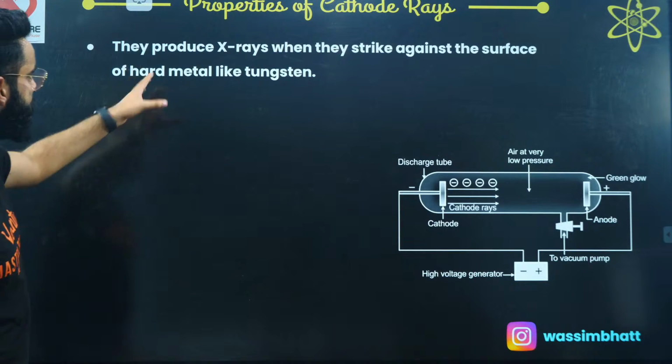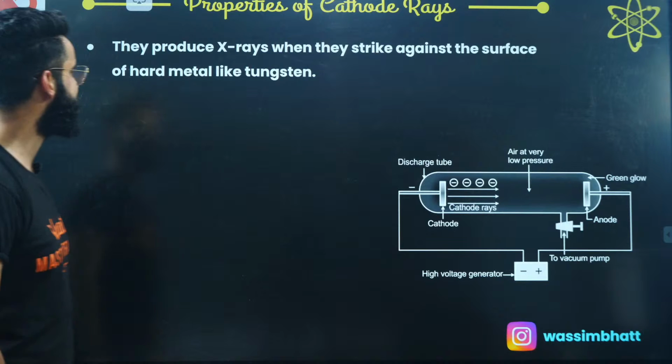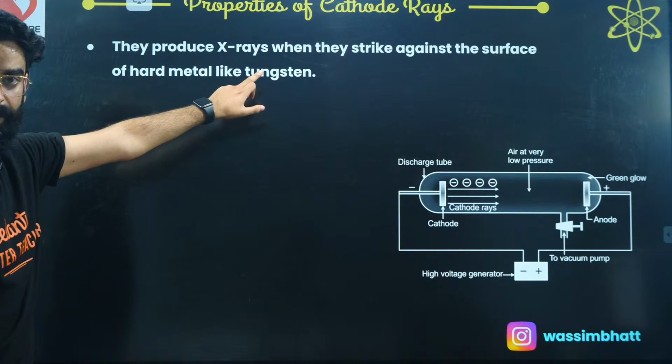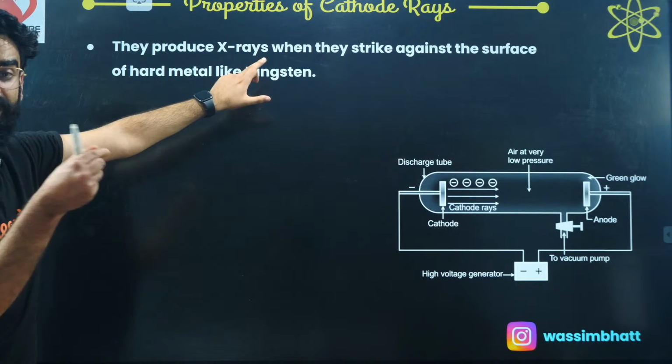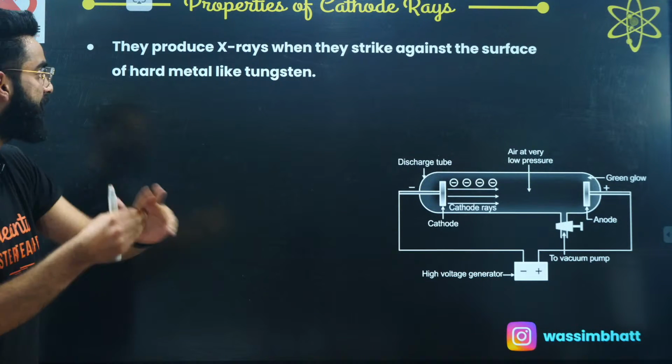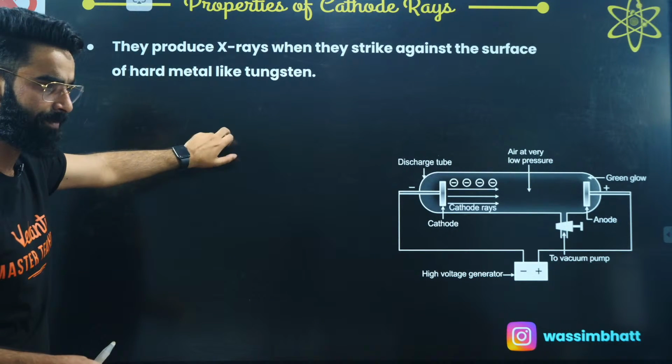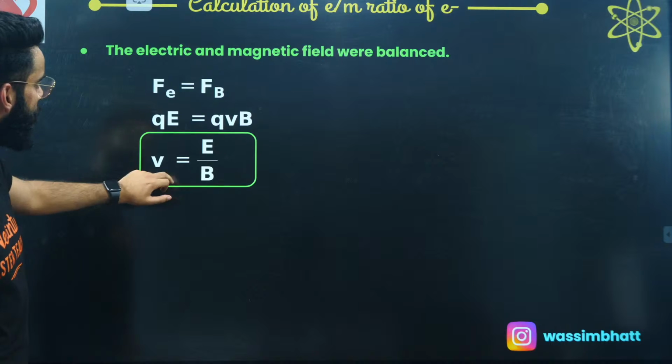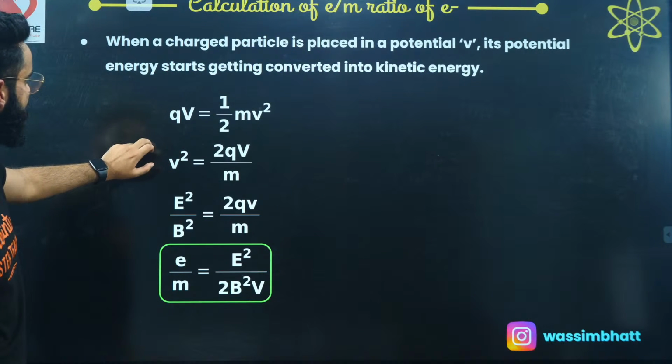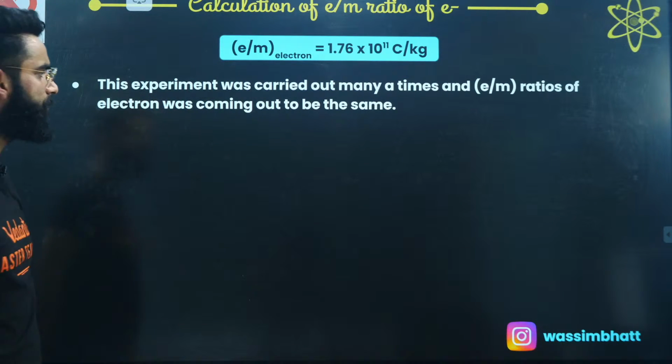And at the same time, they produce X-rays when they strike against the surface of a hard metal like tungsten, okay? So basically, when these cathode rays strike a heavy metal like tungsten, X-rays will be produced, okay? And this is how he calculated the charge by mass ratio, which I told you now, okay?